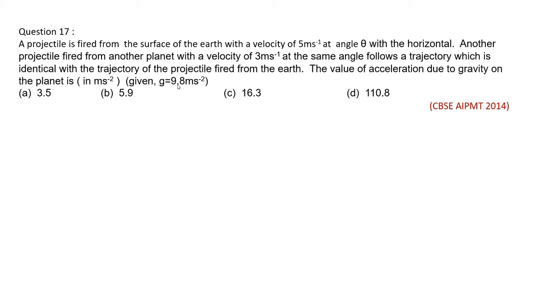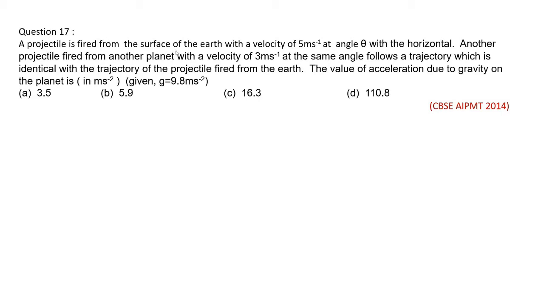This is the acceleration due to gravity on the surface of the earth. Options: option A 3.5, option B 5.9, option C 16.3, option D 110.8. This question was asked in CBSE AIPMT 2014. Let us go into the solution.